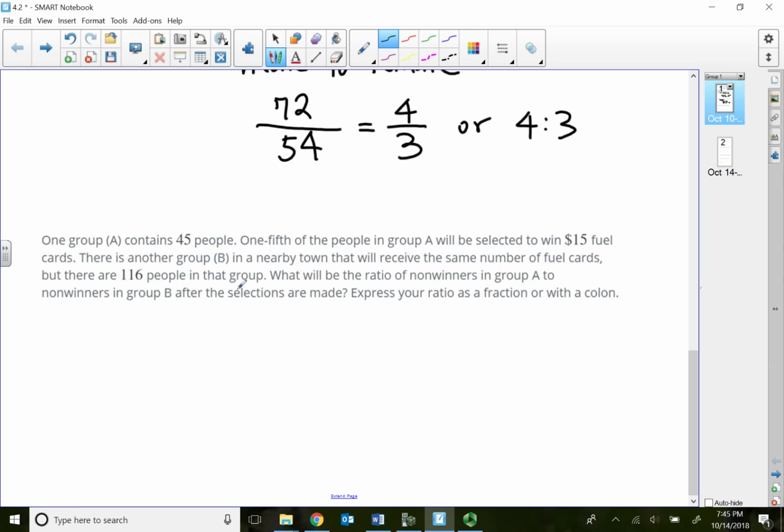Okay, so it's kind of not fair, right? Because it will receive the same number of fuel cards as compared to group A. What will be the ratio of non-winners in group A compared to the non-winners in group B? Alright, so this is about comparing non-winners.